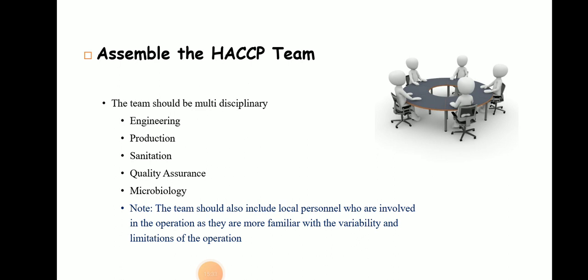First is assembling a HACCP team. A team should be formed within the management and the team should be multidisciplinary. They should have individuals from engineering, production unit, sanitation, quality assurance, and microbiology. The team should also include certain local personnel who are involved in the operation, as they are more familiar with the variability and limitations of the operation. This includes the employees who are part of the manufacturing unit line. So they should also be involved in the HACCP team.